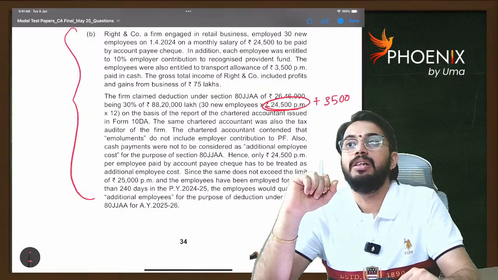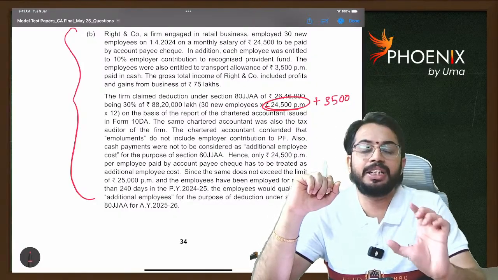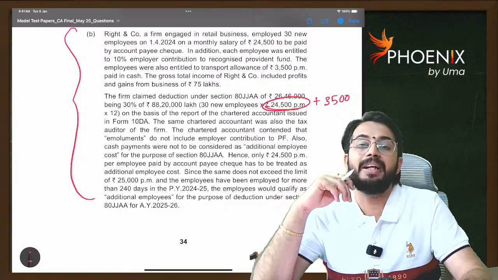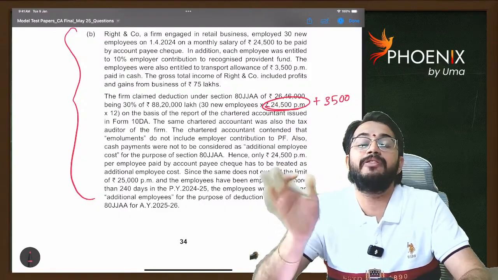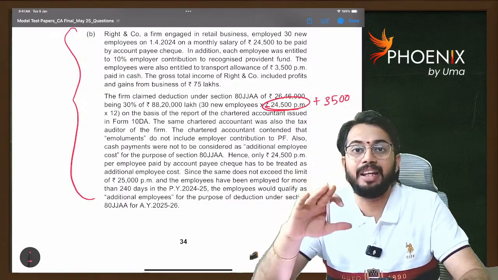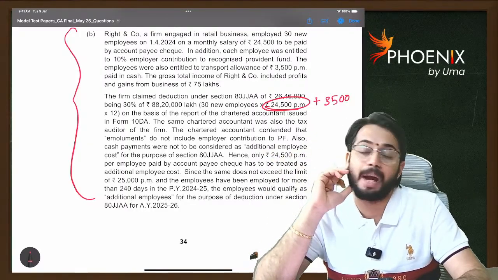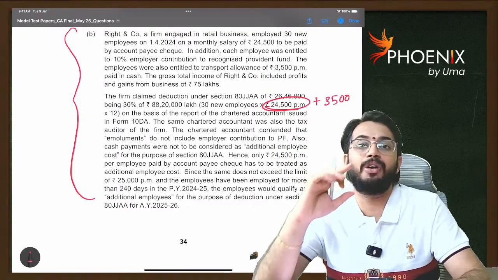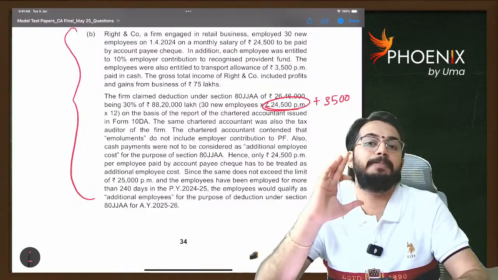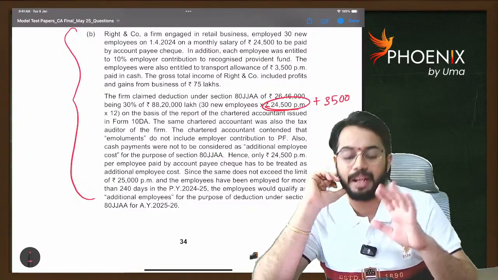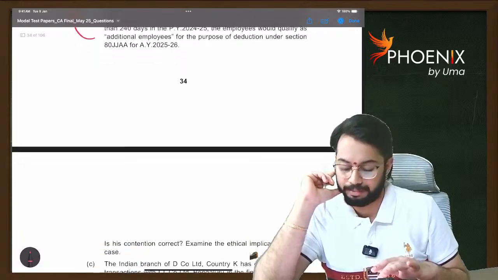And for claiming deduction under section 80JJAA, a chartered accountant certificate is to be taken. But the chartered accountant gave a wrong certificate here. The chartered accountant said that 3,500 is excluded while calculating emoluments. So whenever a chartered accountant gives a wrong certificate, he is punishable as per the Income Tax Act. That is the concept relating to this. Okay.